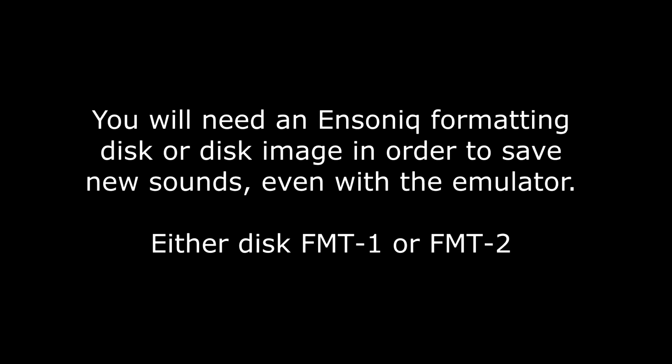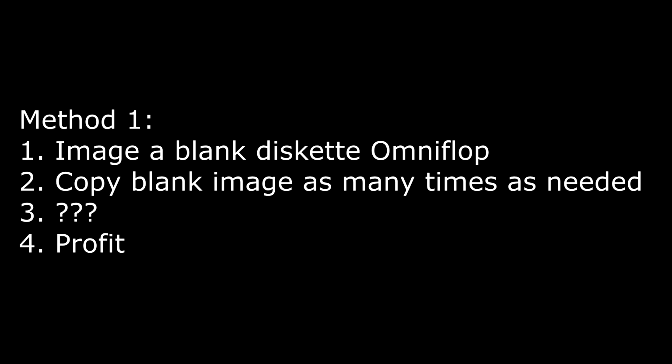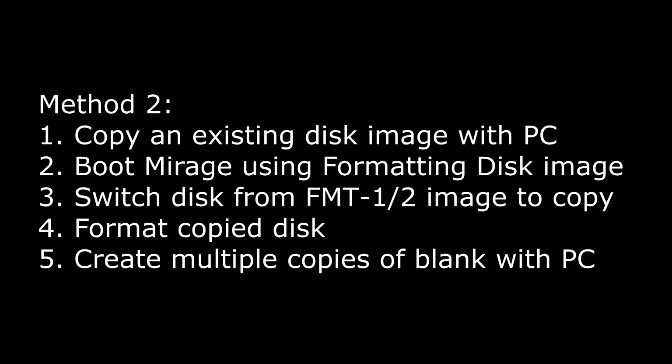Now, you may be wondering, how do I create blank images to save new sounds? This can be done in two ways, both of which require either a physical or imaged copy of Ensoniq's formatting disk, either FMT1 or FMT2. The first, easier method is to create a blank formatted diskette using the Mirage's original disk drive and formatting disk, and then use OmniFlop to make an image of it. This image would then be converted like any other, after which you can save as many copies as you'd like to the SD card. The second method is a bit more involved and is more useful if you already have the emulator installed and your images created.